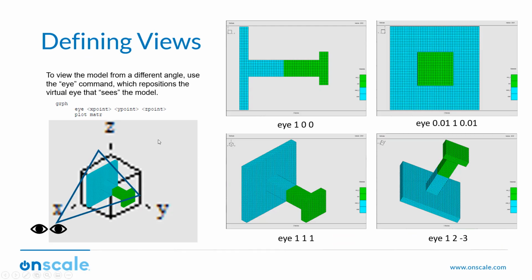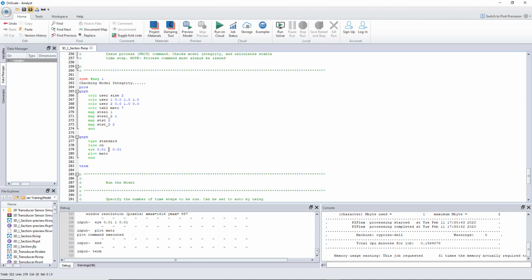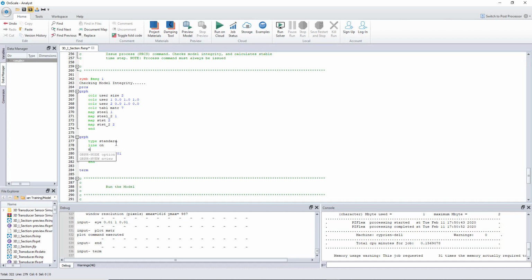Now, let's go back to the slide. What is interesting also is that you can see several views at the same time. There is an option called N view, but be careful, there is no I. It's only NVEW, NView without the I, because it's limited to 4 characters. So if I use this N view, and let's say 2.1, I'll tell you after what those numbers mean.